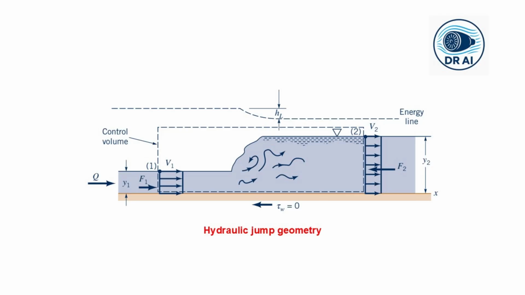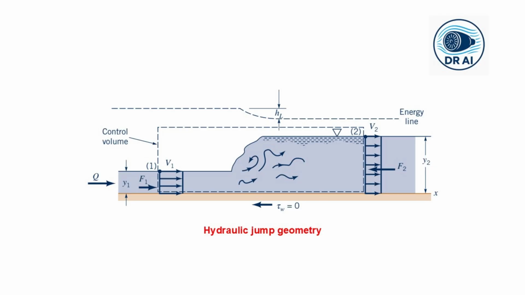We will consider the simplest case, a horizontal rectangular channel. We make a few key assumptions here: that the flow at section 1 and section 2, just before and just after the jump, is nearly uniform and one-dimensional. The second assumption is that the jump itself is so short that we can neglect the wall shear stress. Friction on the channel walls is negligible compared to the turbulent mixing inside the jump.